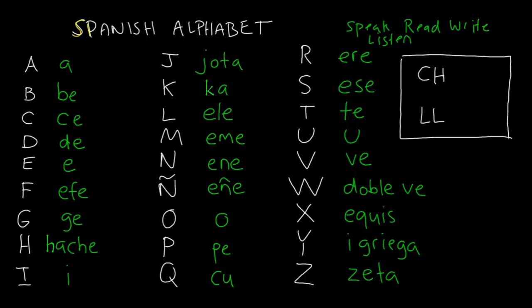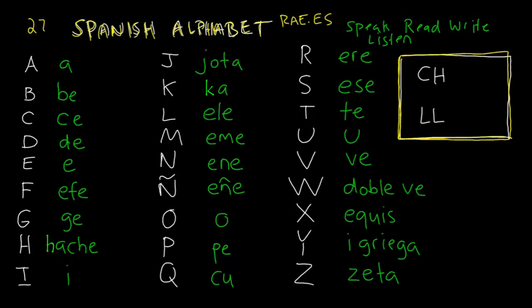Let's talk about the Spanish alphabet. According to the Spanish Royal Academy, which is the institution that regulates the Spanish language, the Spanish alphabet has 27 letters. It used to have 29 letters, but in 2010, the Spanish Royal Academy decided to kick these two letters out. But we'll talk about those in a second.